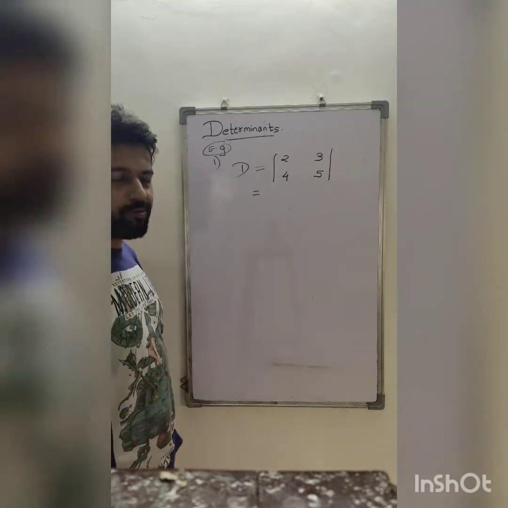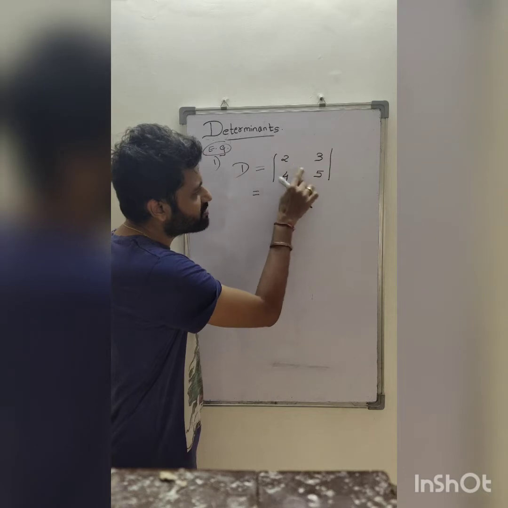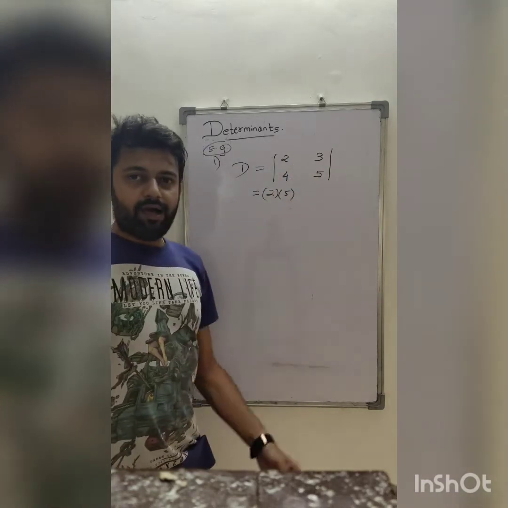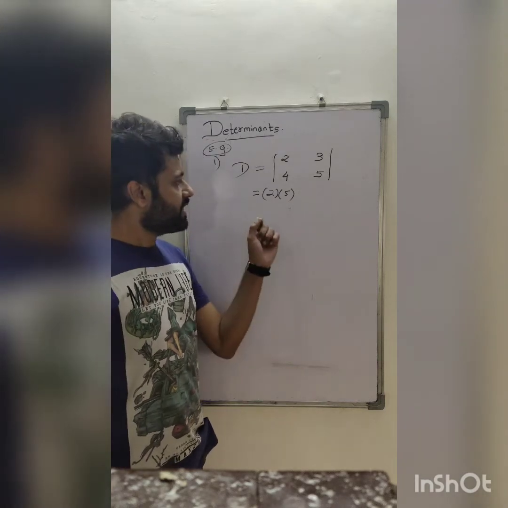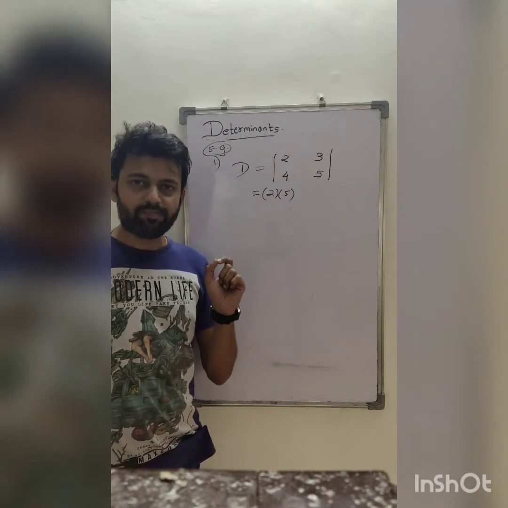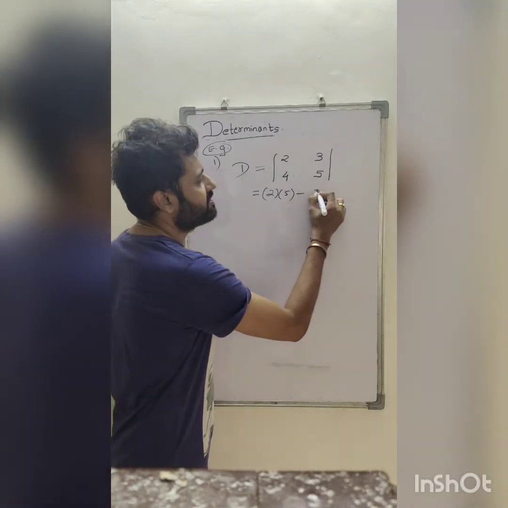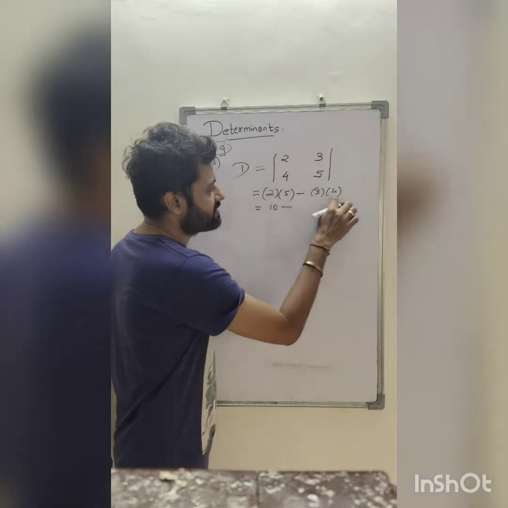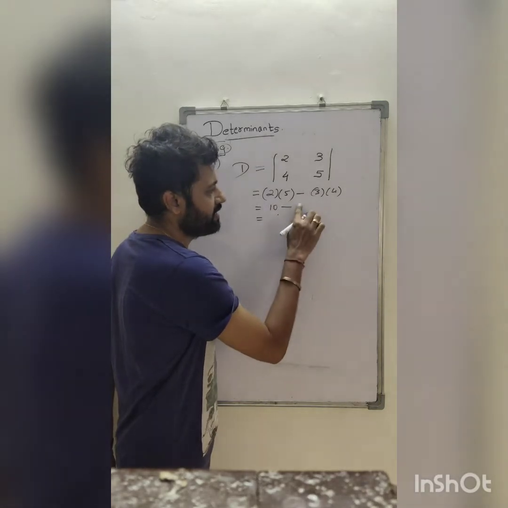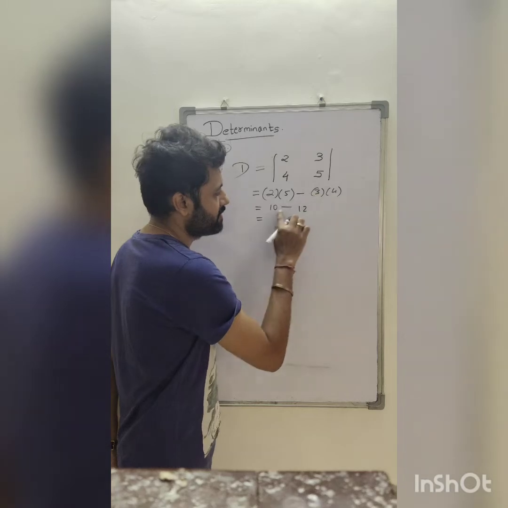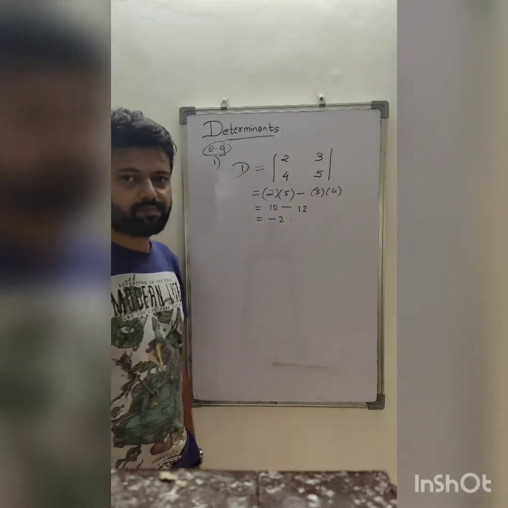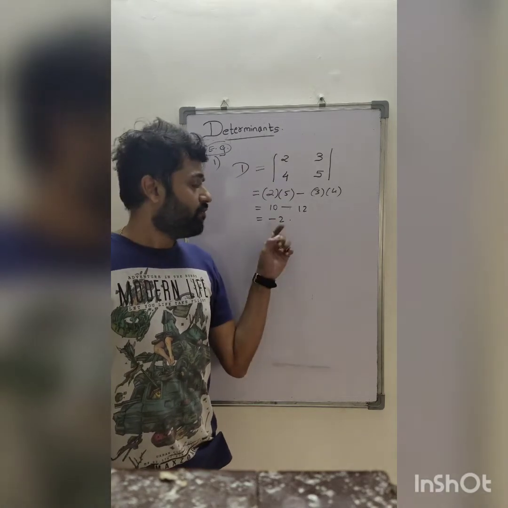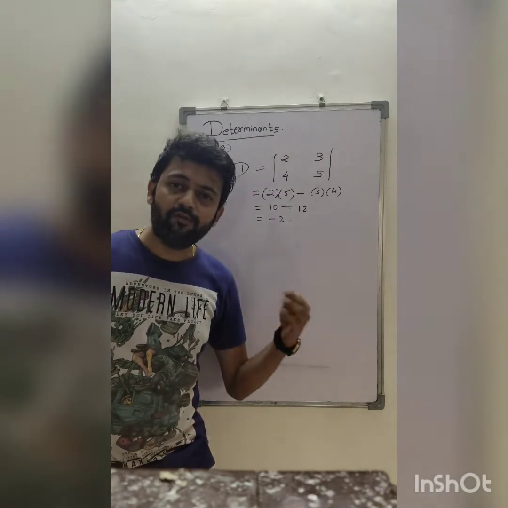This is how to find the value. We have to cross multiply these two numbers. 2 will be multiplied by 5. Rather than using a multiplication sign, I am using a bracket. Bracket also denotes multiplication. Minus 3 into 4. 2 5s are 10. 10 minus 12 is equal to minus 2. This is the value of the determinant. Yes, the value of the determinant can be negative, positive, 0, fraction, whatever.